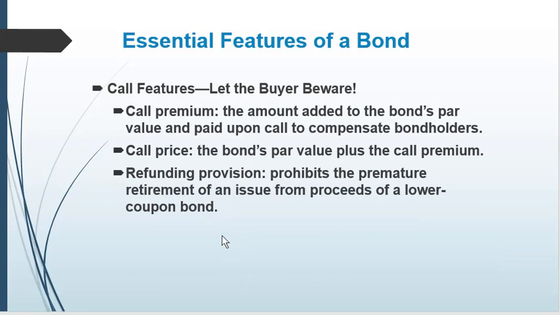So how do they do this? There is a call premium. This is essentially the amount that's added to the par value to help compensate bondholders for this callback. And typically, it's the par value plus the call premium, and the call premium is usually 1 year's interest. So this allows us to refund this debt, so that we can buy back this high coupon debt and replace it with lower coupon debt. Again, that is an advantage to the issuer, not to the investor.